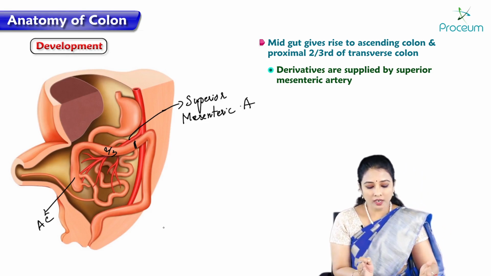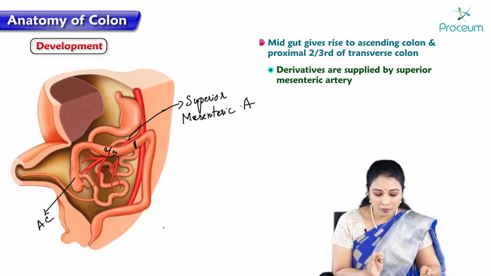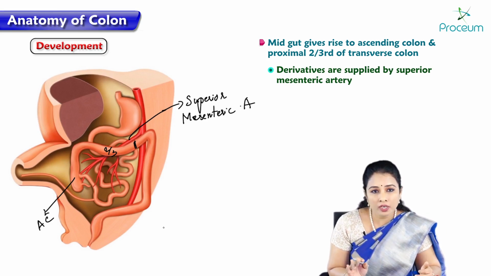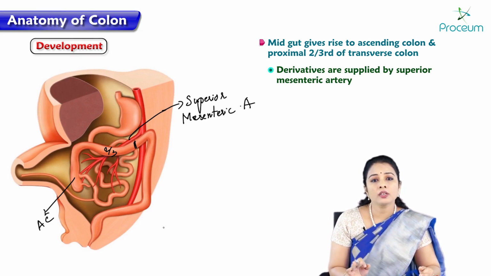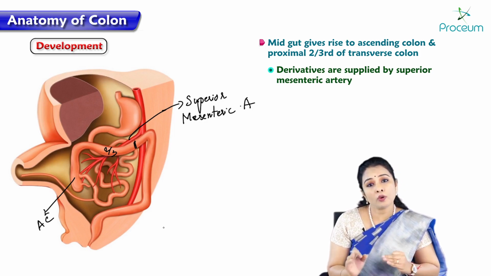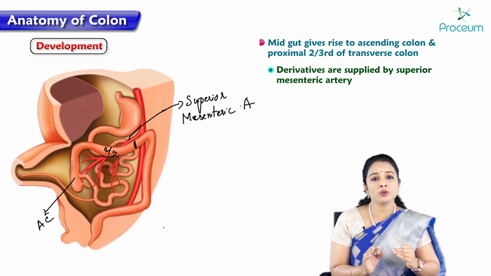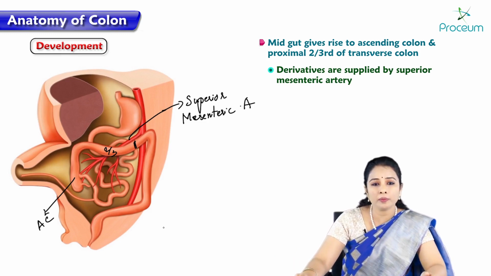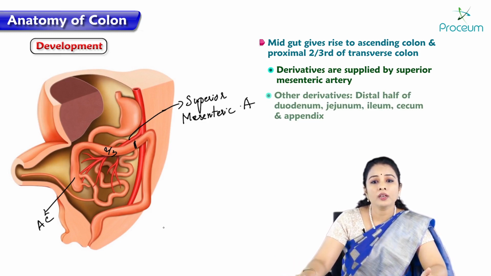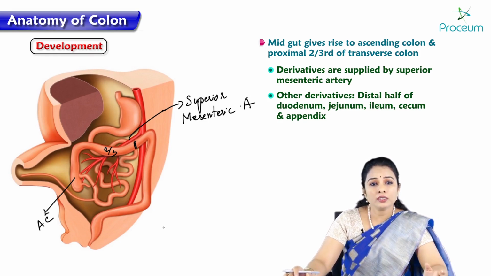So the superior mesenteric artery is the artery of the midgut which divides the midgut into pre-arterial and post-arterial segments. So the colon is basically from the post-arterial segment. That is the ascending colon and proximal 2/3 of the transverse colon from the post-arterial segment of the midgut. So the derivatives of the midgut are supplied by the superior mesenteric artery. Other derivatives of the midgut: distal half of duodenum, jejunum, ileum, cecum and appendix.